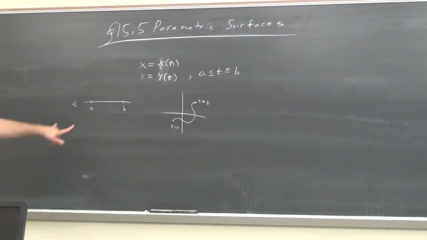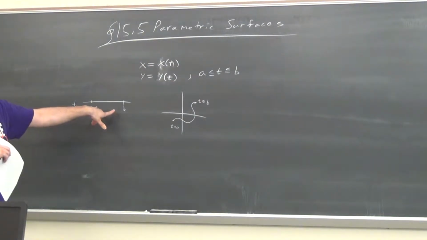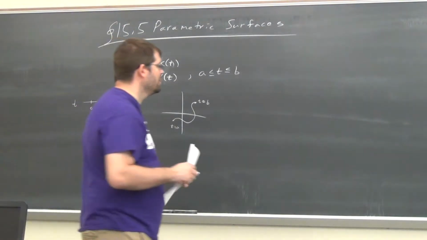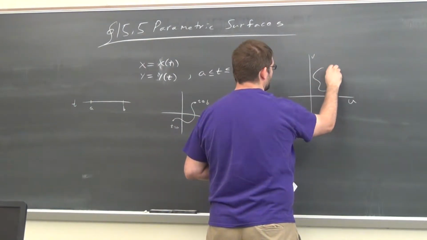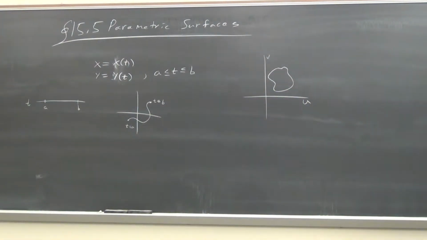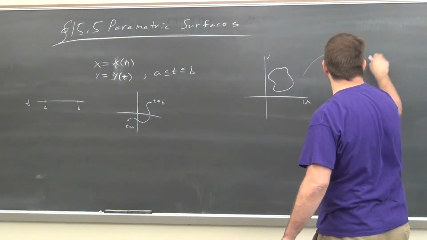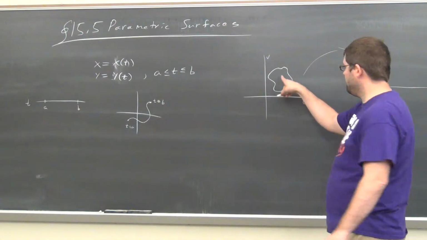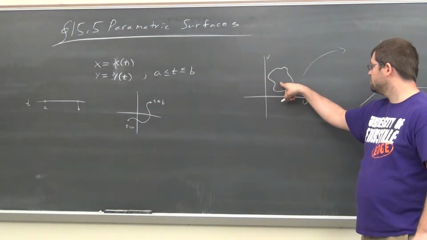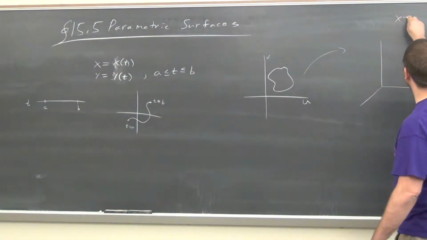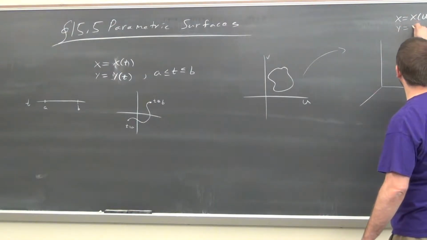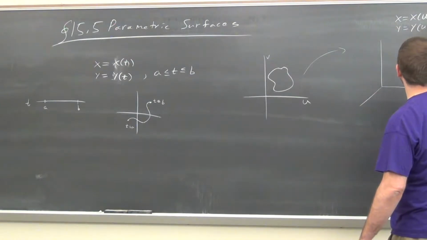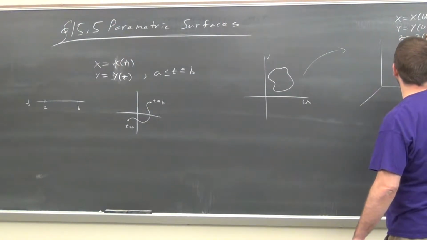So rather than take an interval here, we're going to move to a region in a plane. We'll call it the u and v. And so you'll have some region there. Could be a rectangle, could be something else. And then the idea is that over here, for every point in this region, you're going to assign functions, I'll just write it like this, x equals x of uv, y equals y of uv, z equals z of uv.